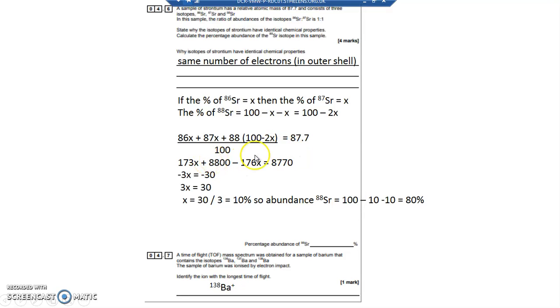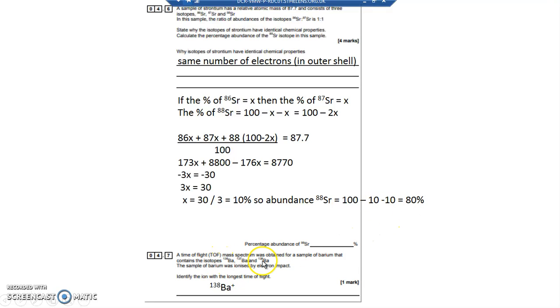Multiply both sides by 100, and then 8700 take away 8800 is minus 100, and 87X take away 176X is minus 89X... Take this across the other side, so that becomes 8770 take away 8800, which is minus 30. Make both sides positive. 3X is 30, X is 30 divided by 3, that's 10%. So the abundance of the 86 Sr and 87 Sr isotopes, that's X, is 10% each, so the amount of 88 Sr is 100 take away the amounts of the other two isotopes, 80%.